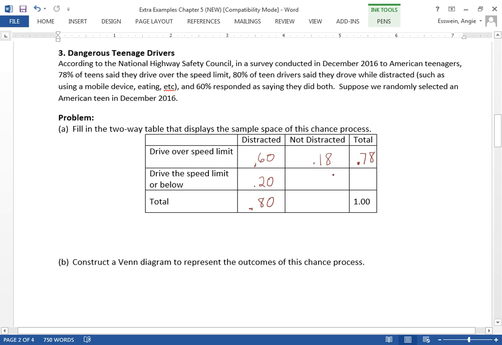0.20. And then what can we do next? This way, right? 0.20. So therefore this has to be 0.02, and this has to add up to 0.22. Very good, very good. Okay.